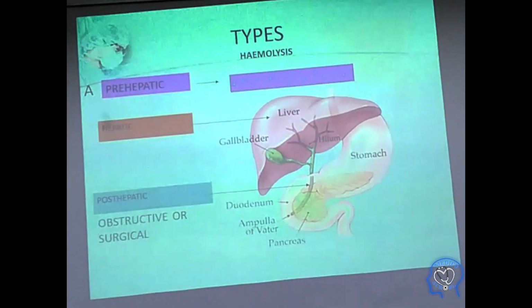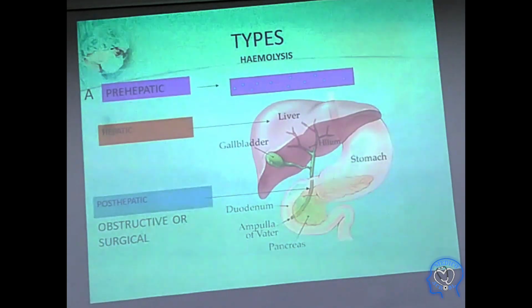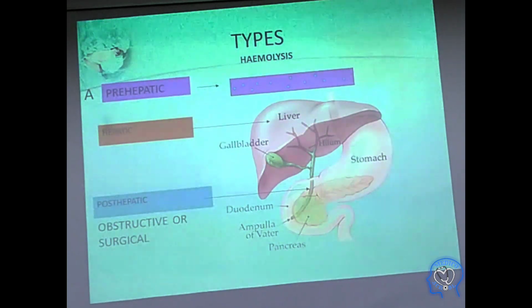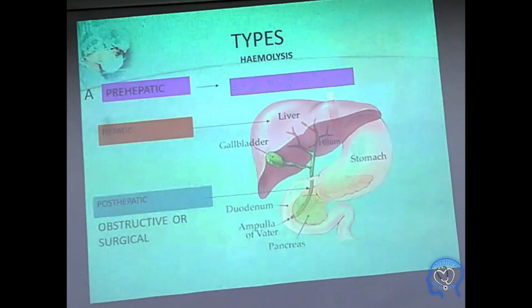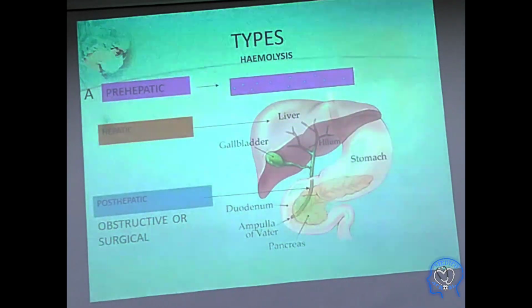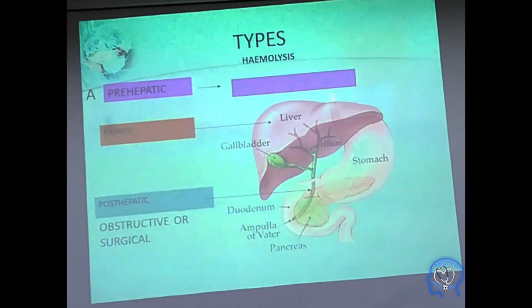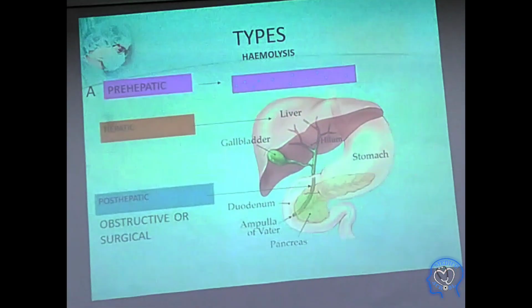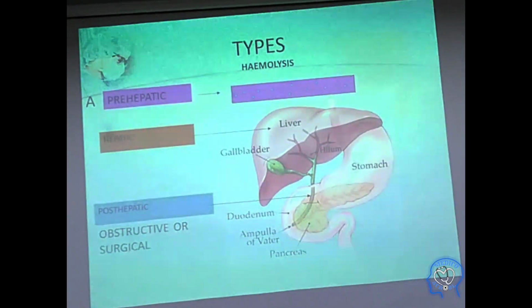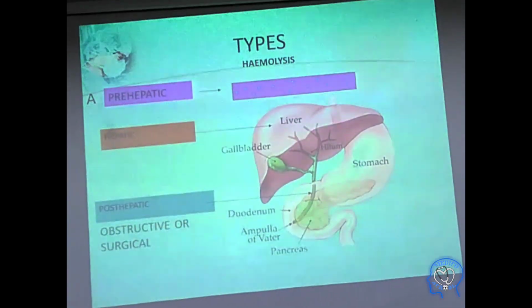What is pre-hepatic jaundice? Okay, pre-hepatic jaundice is jaundice which is formed after the breakdown of RBCs, especially in cases of malaria and spherocytosis. Hepatic jaundice is due to obstruction of bilirubin in the liver. And in post-hepatic jaundice, there are some causes which are distal to the liver which are causing jaundice.